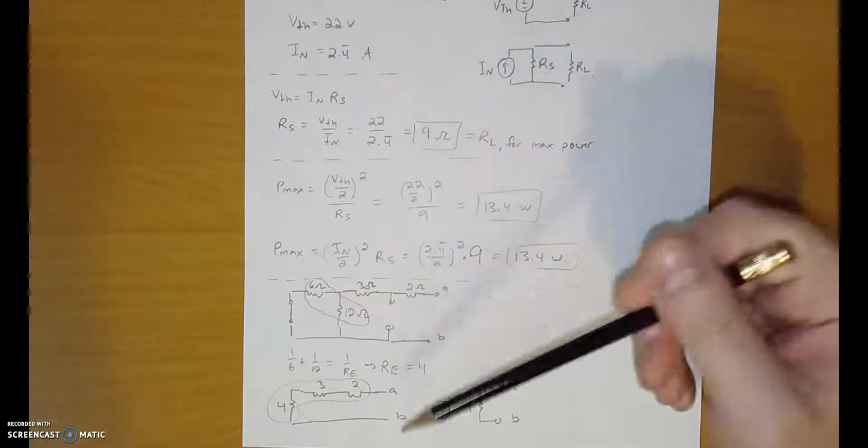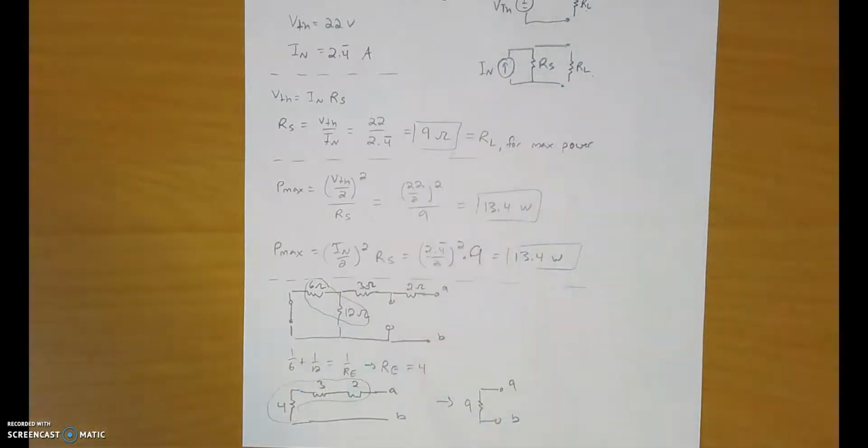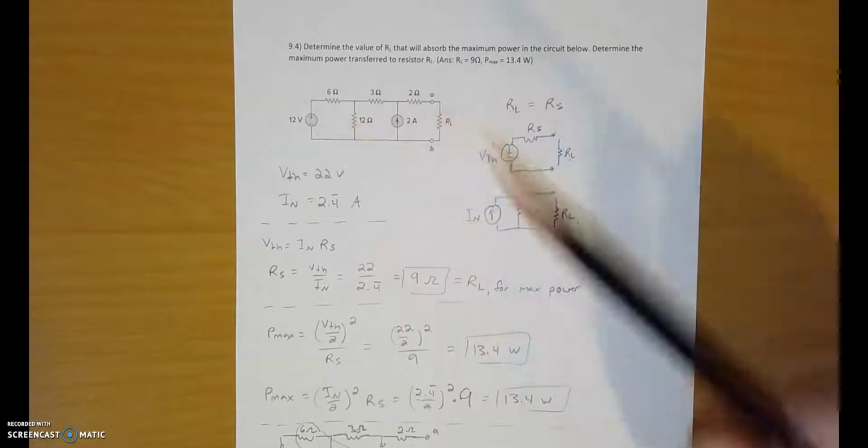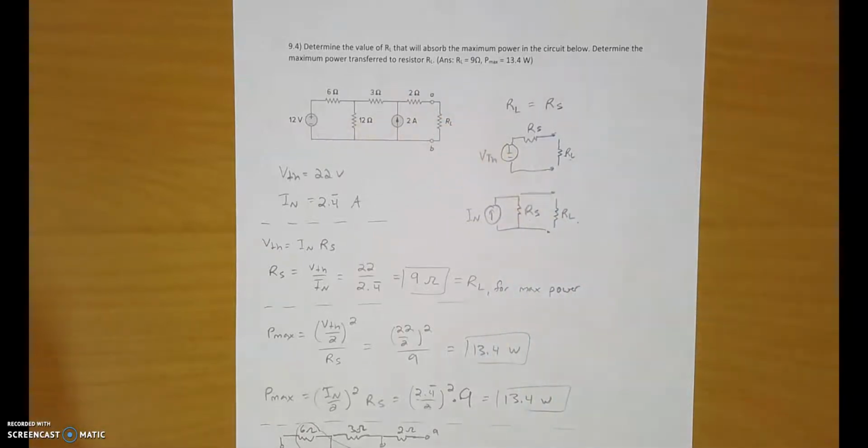So again, if you only have V Thevenin or just I Norton, a quick way, if you don't have dependent sources, is just to do a lumped resistance, and all it is is just turn off your sources. All right, hopefully that was helpful.